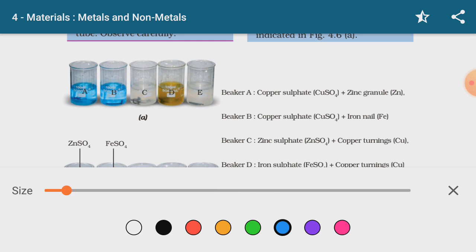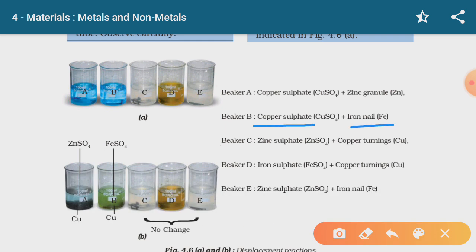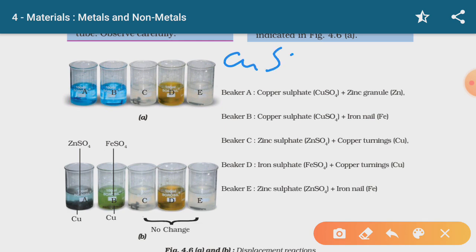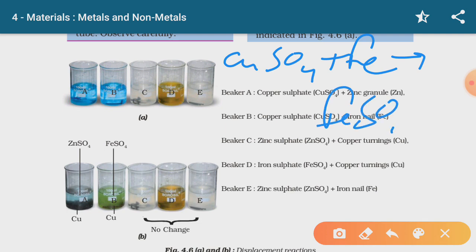Now see case 2. This is copper sulfate plus iron. This we have done. You know iron is more reactive than copper, so it will be able to displace copper. So what will be the new product? Iron sulfate, FeSO4, plus copper will be left behind. So this is for beaker B.